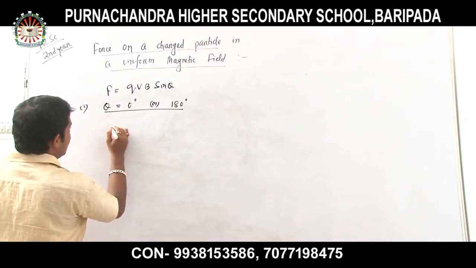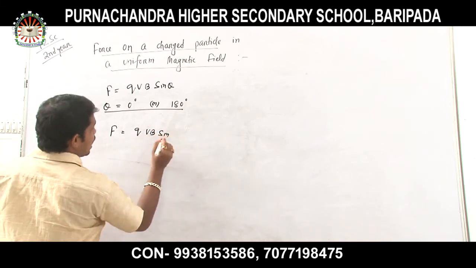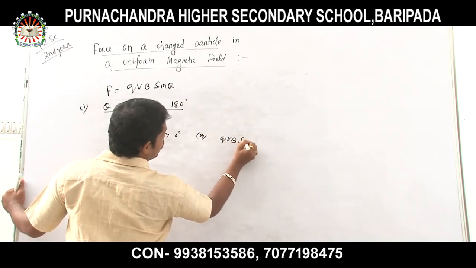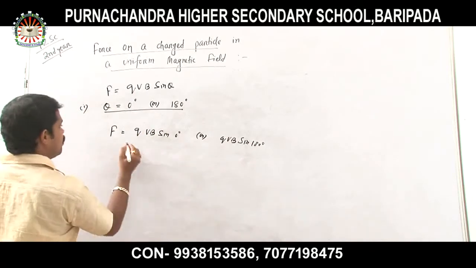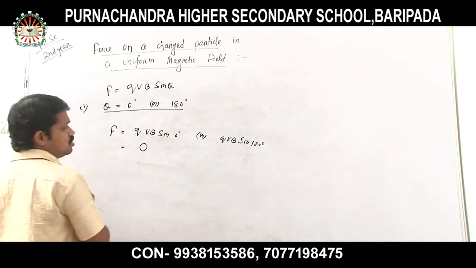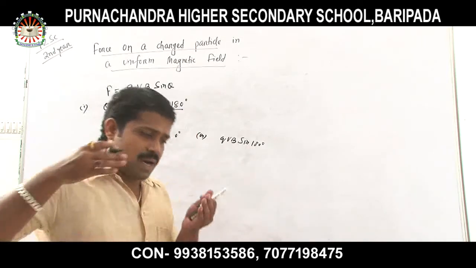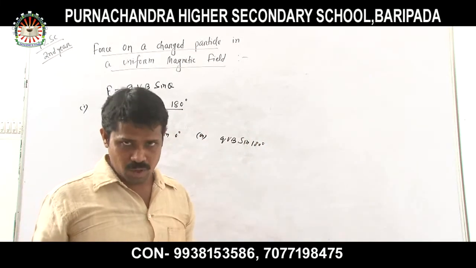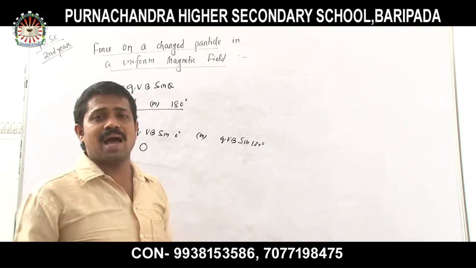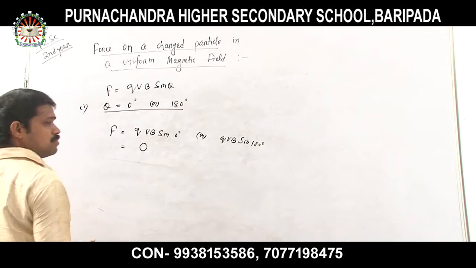So now if they are parallel, then I can write F is equal to q V B sin 0 degree, or we can write q V B sin 180 degree. And in both the cases we know that sin 0 degree is nothing but 0, and sin 180 degree is also 0. That means we can conclude that if a charged particle is moving parallel with the magnetic field, or in the same direction with the magnetic field, then no force is applied on that charged particle. Understood all of you? Clear? So this is my case number 1.